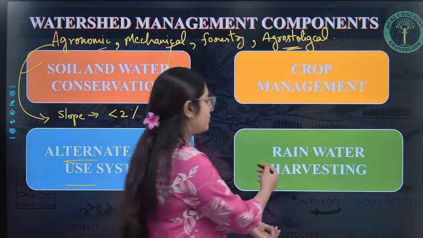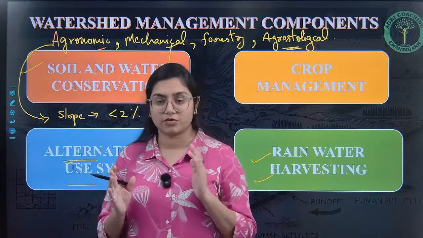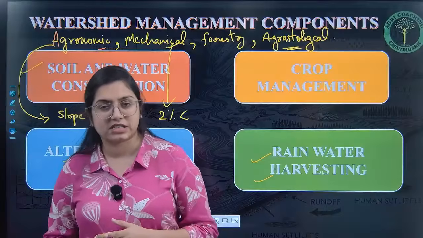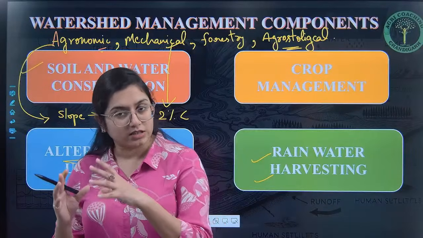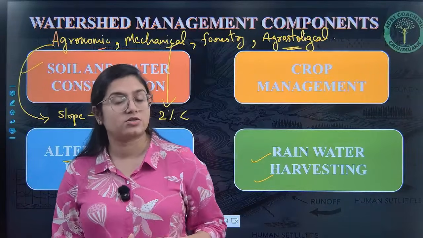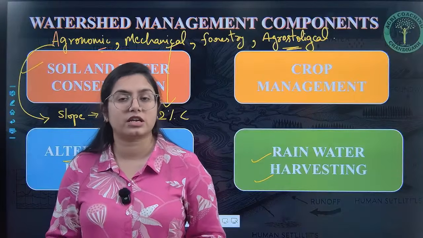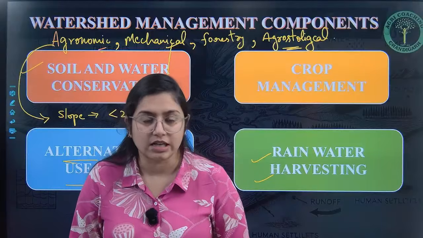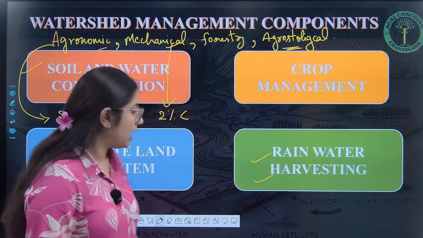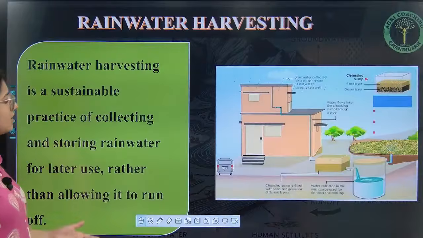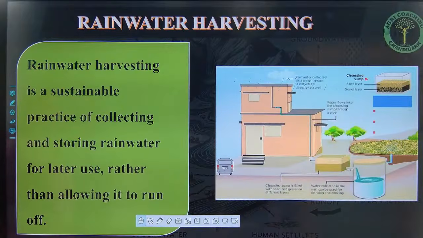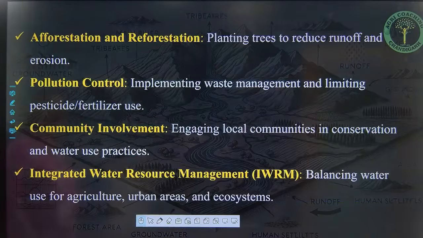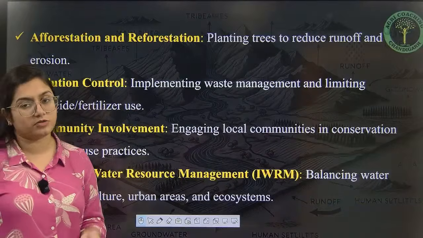Then definitely the rainwater harvesting. What is the meaning of rainwater harvesting? Rainwater harvesting simply means collecting and storing the rainwater, further filtering it and using it for irrigation purposes and other day-to-day activities. That is known as your rainwater harvesting. Written here, rainwater harvesting is a sustainable practice of collecting and storing rainwater for later use rather than allowing it to run off.